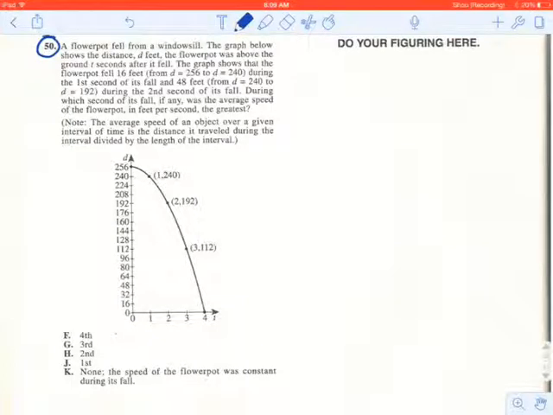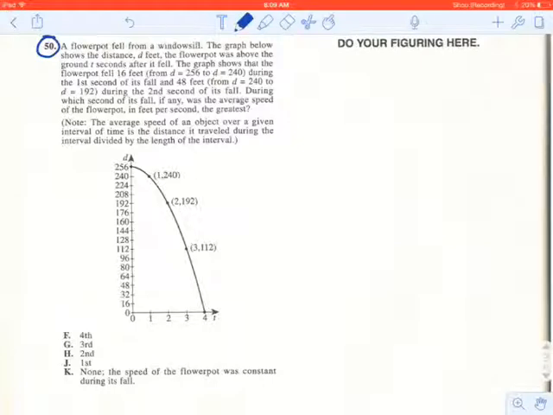Question 50. A flower pot fell from a windowsill. The graph below shows the distance d feet the flower pot was above the ground t seconds before it fell. The graph shows that the flower pot fell 16 feet from d equals 256 to d equals 240 during the first second of its fall, and 48 feet during the second of its fall. During which second of its fall, if any, was the average speed of the flower pot in feet per second the greatest?